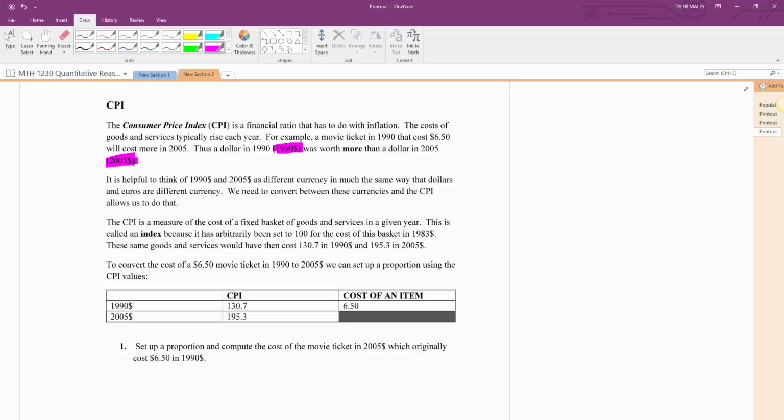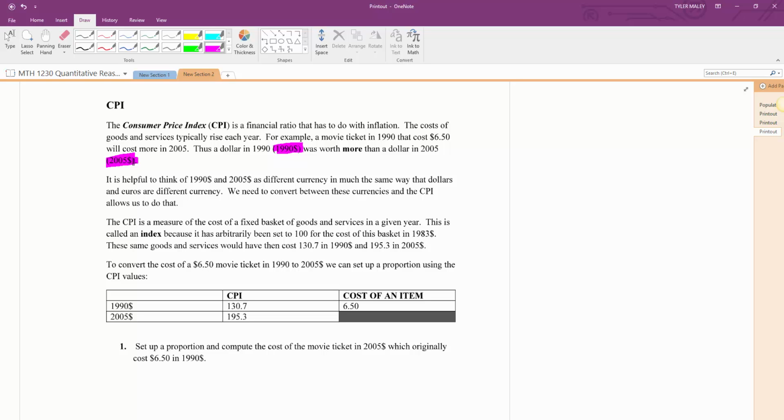So when we compare dollars in 1990, 2005, or any other year, we think of those as different units. Surely they're both in dollars, but we have to think about them in different units because a dollar in 1990 is different than in 2005. You can buy more with a dollar between those years, so they're not the same units in that sense. We need to be able to convert between these currencies, and the CPI allows us to do that.